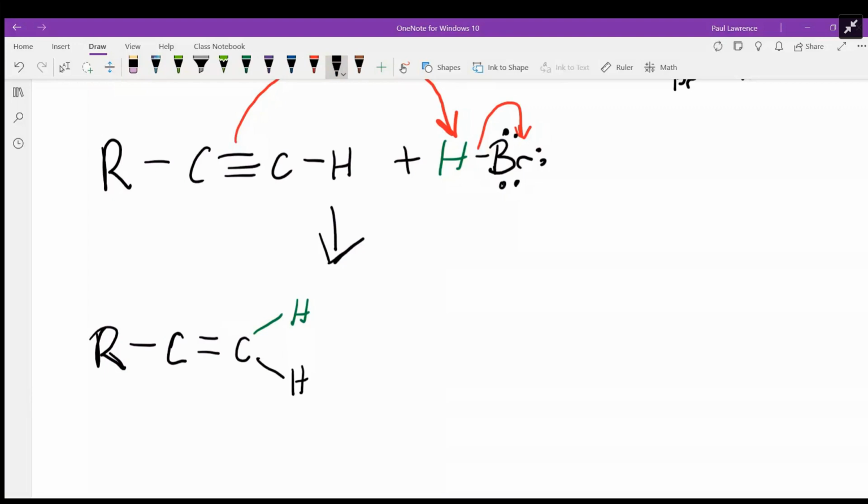Why does that happen? Because it's going to make this a carbocation that's more substituted with the alkyl group. That's just going to give us a more stabilized carbocation. And then we're going to have our bromide that came from right there. And so that's going to be negatively charged.